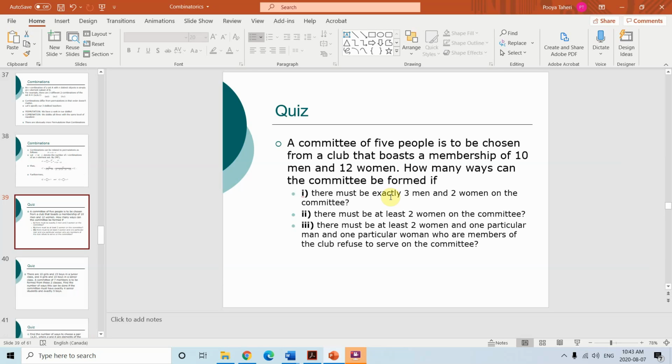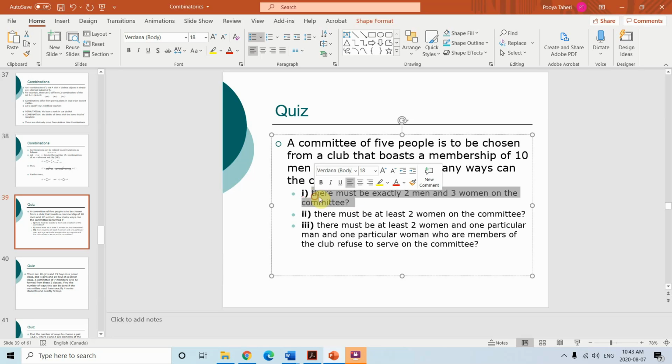I don't know why this is so sexist. Like, let's just choose 2 men and 3 women. Okay, so if that's the case, these examples are taken from your textbook, so I didn't design most of them.